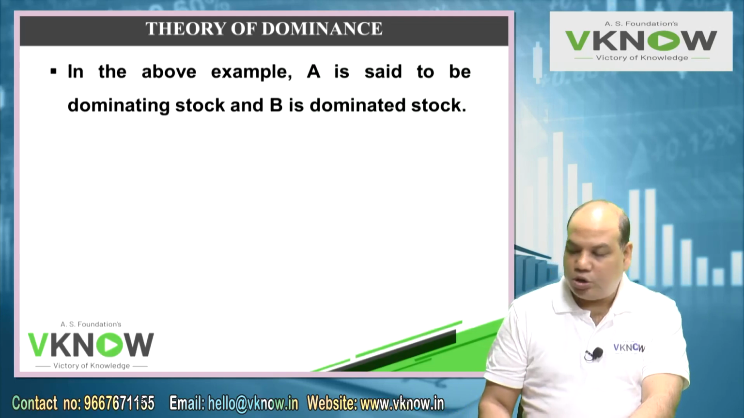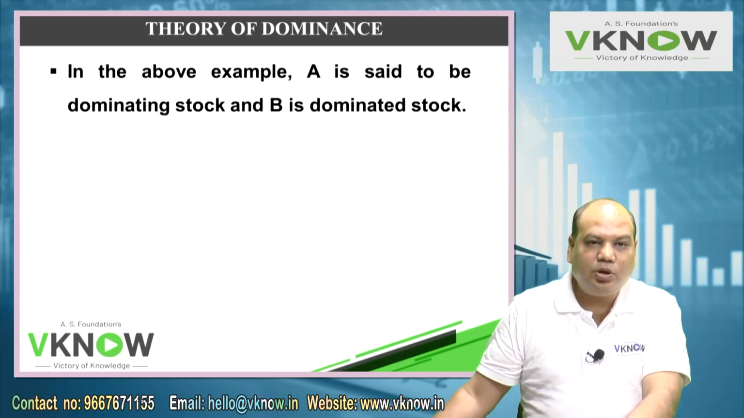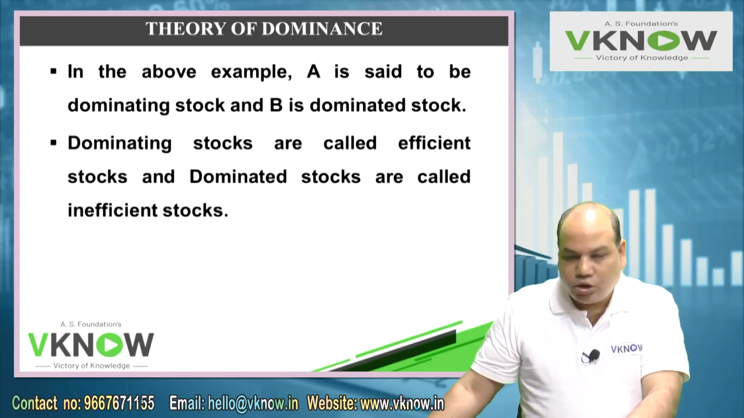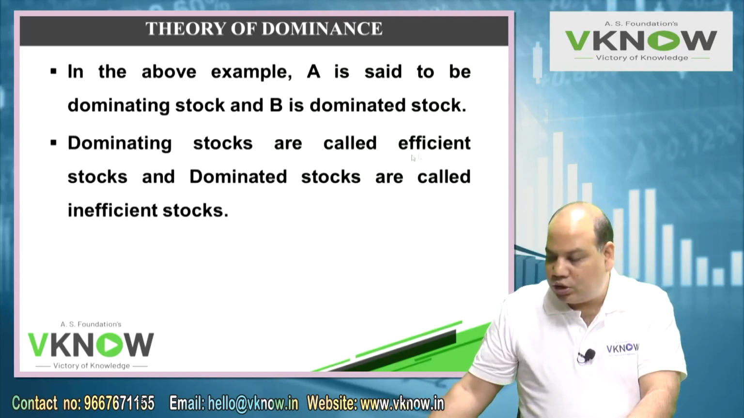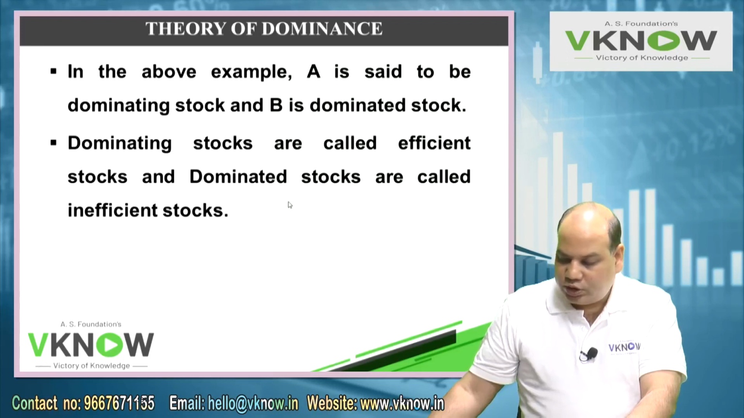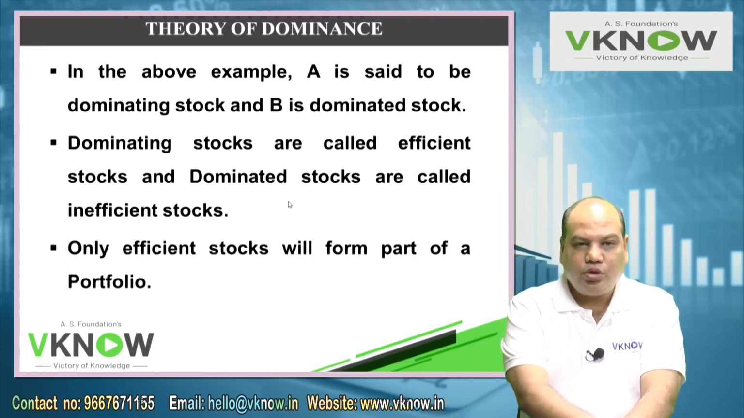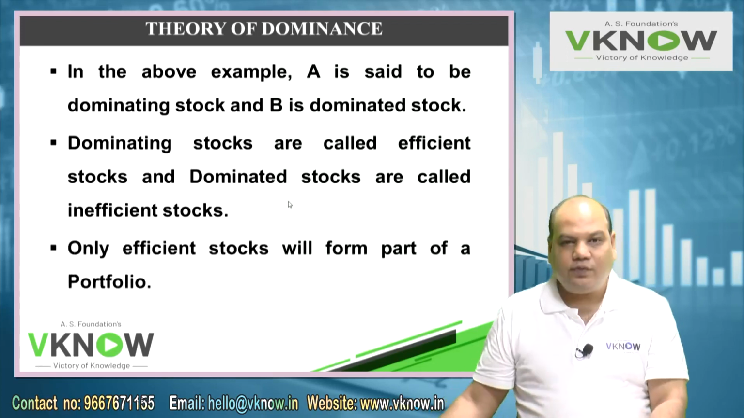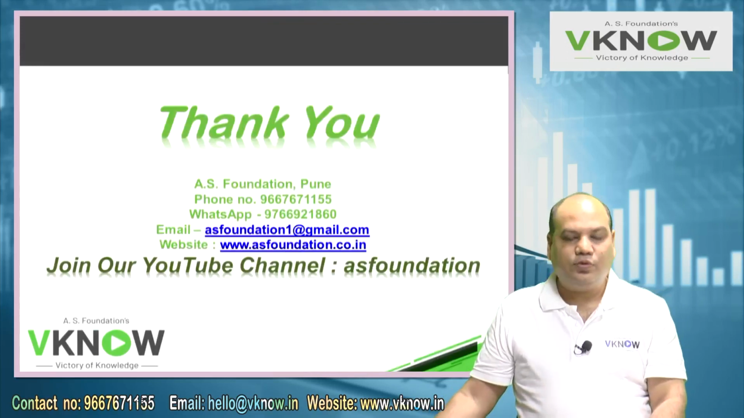A will be called dominating stock, B will be called dominated stock. Dominating stocks are also called efficient stock, and dominated stocks are called inefficient stock. Only efficient stock will form part of the portfolio.